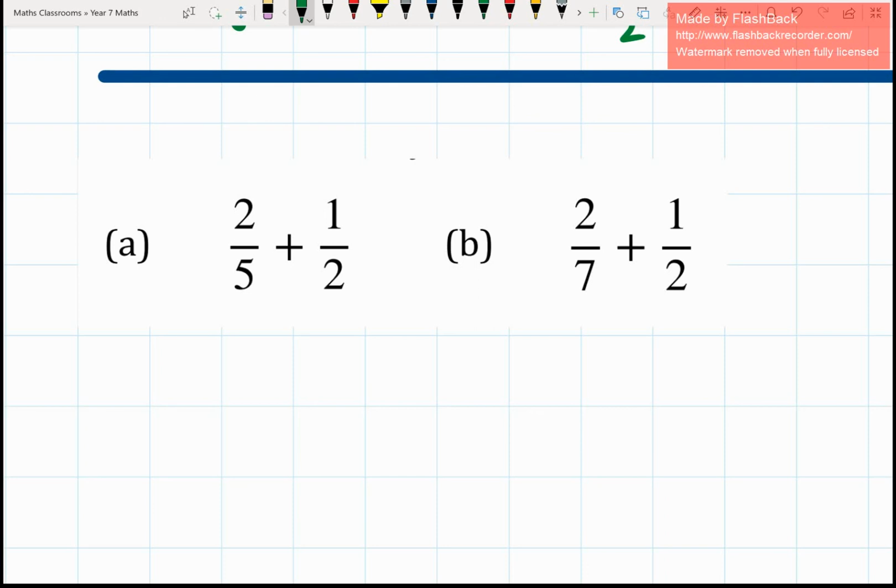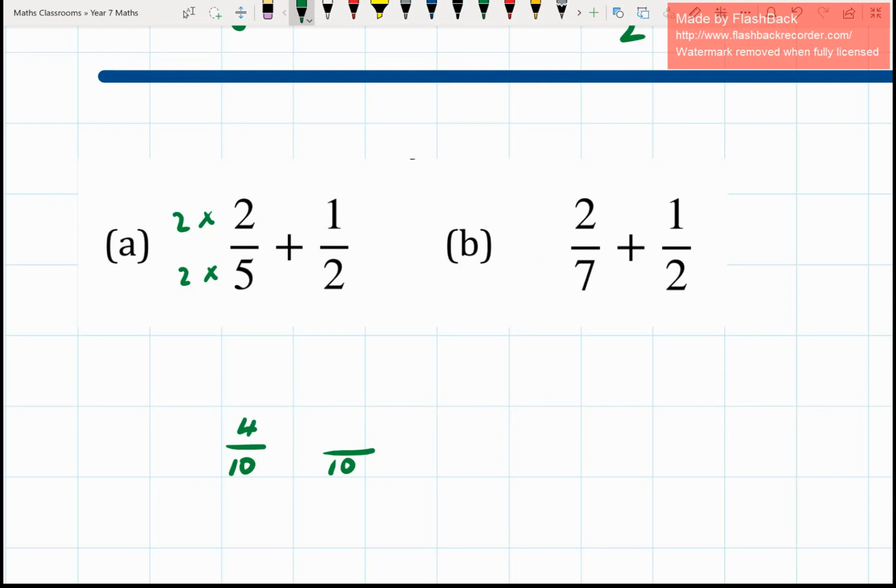They're different sizes. So all I'm going to do is I'm going to make my bottom number on this 10, because 5 times 2 is 10. So for both of them, I'm going to make my bottom number 10. How did I make 5 into 10? I times it by 2. So I have to times this whole fraction by 2.